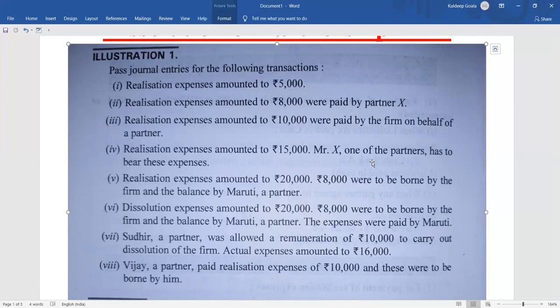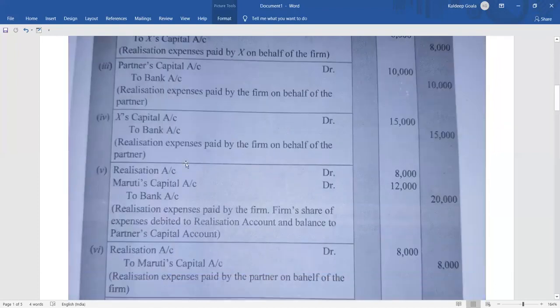So that is why this realization expenses will be taken from his account again, X capital account debit to cash or bank account 15,000. So you can see here X capital account debit 15,000 to bank account 15,000. You can mention cash also, no problem. Being realization expenses paid by the firm on behalf of the partner. Realization expenses कुछ बता के नहीं दिया, X ने दिया कि नहीं, but उसको देना था ना, he was supposed to pay. So that is why we are going to take from him, X capital account debit to bank account 15,000.